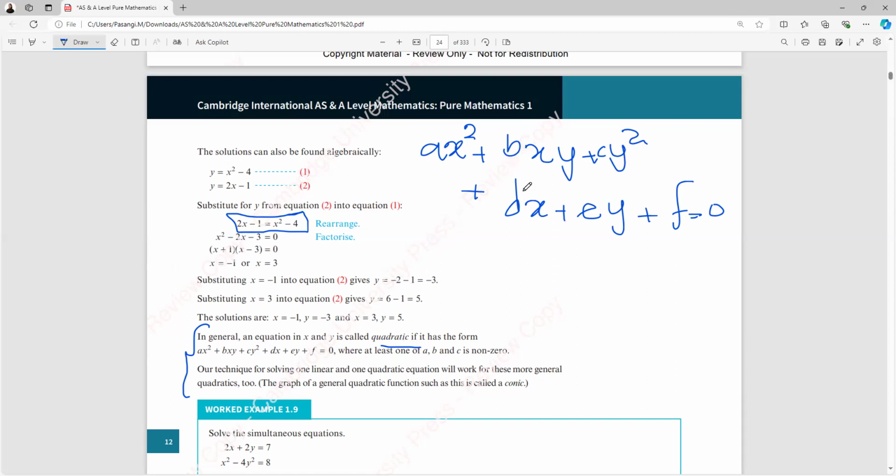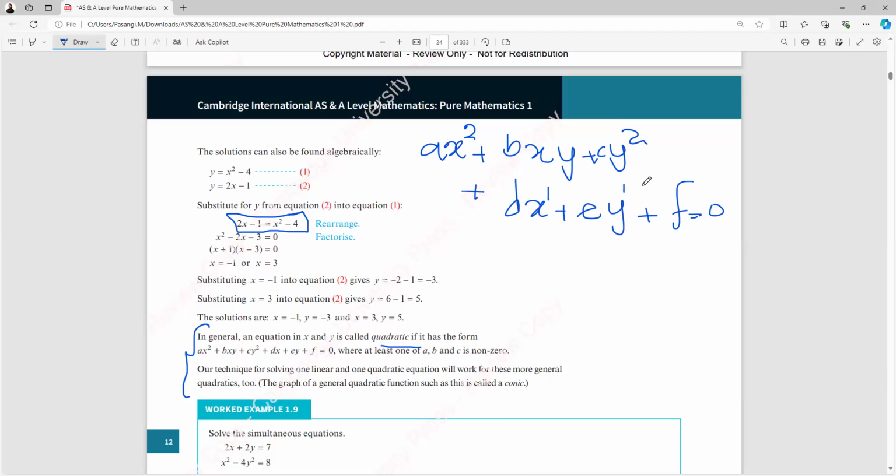For all these, quadratics, cubics and so on, the common name is polynomial. Under polynomial, we have the quadratic equations. If it's quadratic, the degree would be 2. So even if xy is combined, if the degree is 2 and at least one of A, B, C is non-zero, then we can call it a quadratic equation, because if all of those are 0, it has only degree 1.